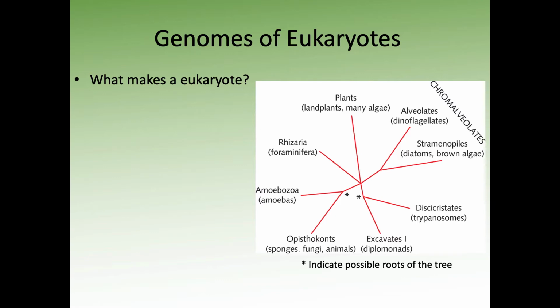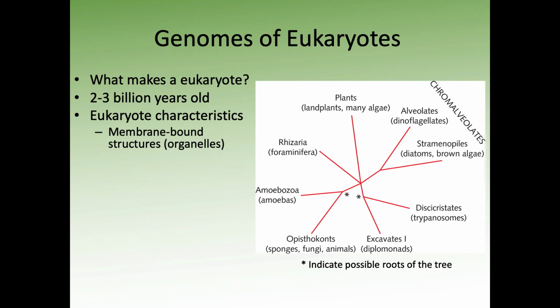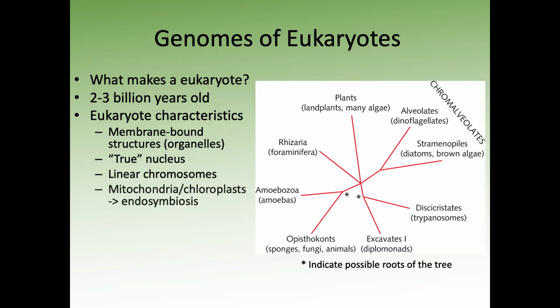So let's talk about eukaryotes. One of the reasons why we might be interested in the genomes of eukaryotes is to better understand what exactly it is that makes a eukaryote. If we think about them, they're somewhere between 2 to 3 billion years old. They have some very specific characteristics that differ from prokaryotes. They have membrane-bound structures, we know as organelles. They have a true nucleus. They have linear chromosomes, not circular chromosomes. They have organelle structures, mitochondria and chloroplasts, that are the results of an endosymbiosis event.